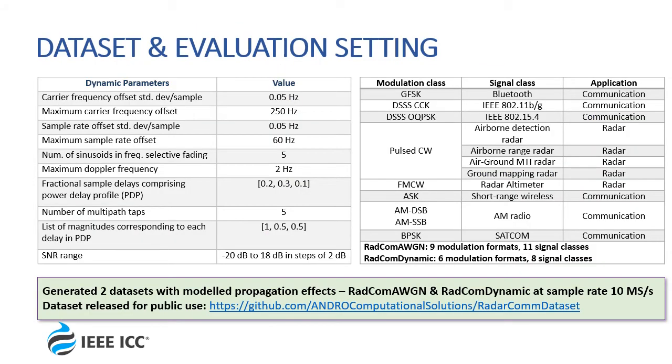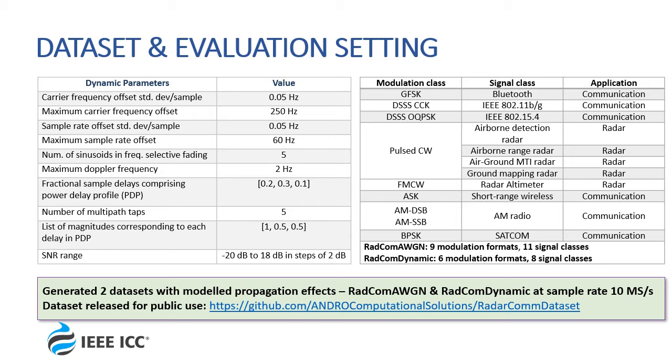This slide here shows the dataset and evaluation setting. So we generated two sets of waveforms. One was in additive white Gaussian noise, and the other was in a dynamic setting. And the table on the right shows the modulation classes and the signal classes and the application of each. So it has GFSK as a modulation, and the signal classes Bluetooth, pulsed continuous wave, and the various waveforms are the airborne detection, ground mapping, air-ground radars. So those are the signal and modulation classes and their application.